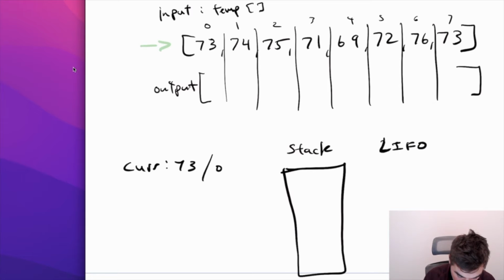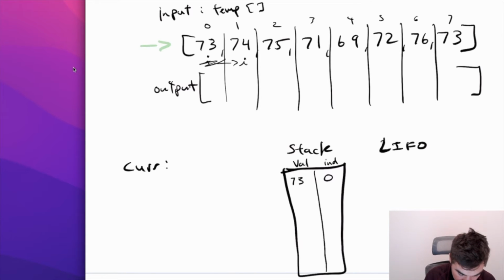Let me just split this in half here. This is going to be the index, and this is going to be the value. So we'll say it's 73 and 0. Great. Then we get rid of the cur, and now I is going to move to here. So cross this guy out. I is now at 74. We look at 74 and index 1.